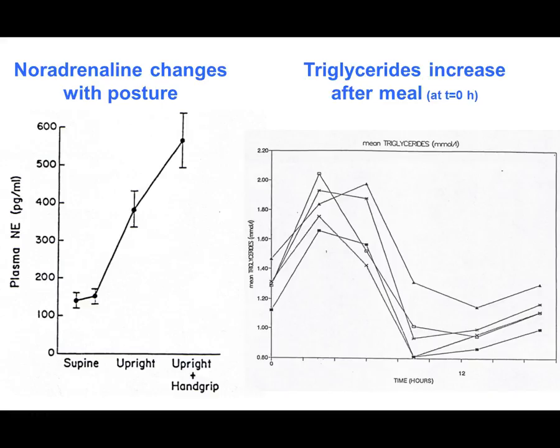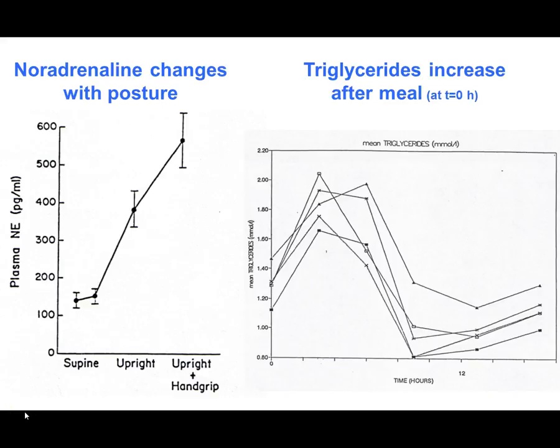This slide shows the changes of noradrenaline or norepinephrine with posture. People who are lying down have low levels, and when you are upright it increases, and even more when there is a hand grip. The right panel shows the increase of triglycerides after a fatty meal, which was taken at breakfast, T is 0 hours.